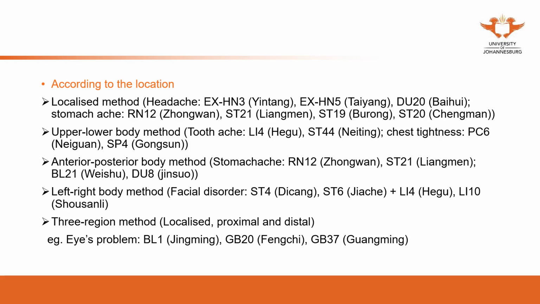We also can use another method, the combination of the upper and lower body. For example, for toothache, we can use large intestine 4. We can use stomach 44, as you can see here. For a toothache in the upper part of the body, we can choose points on the lower part of the body or on the hand. Large intestine 4, and also we can choose the stomach Yangming meridian, because the Yangming meridian travels through the teeth.